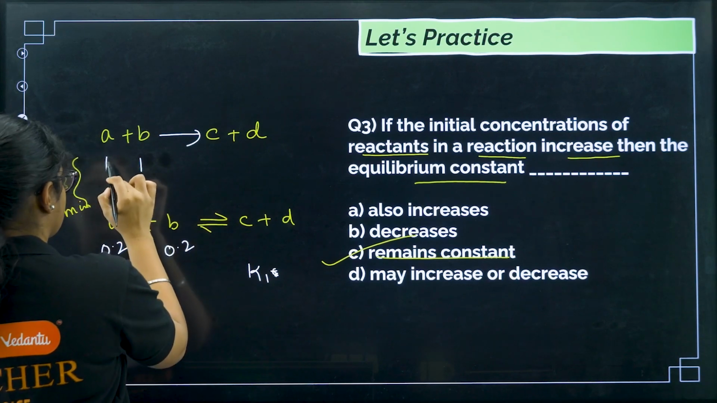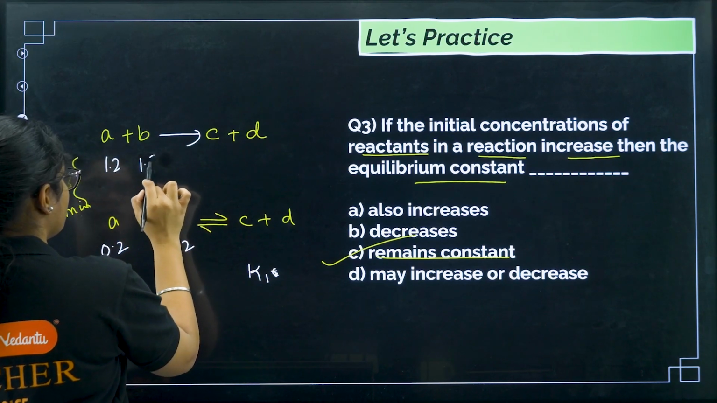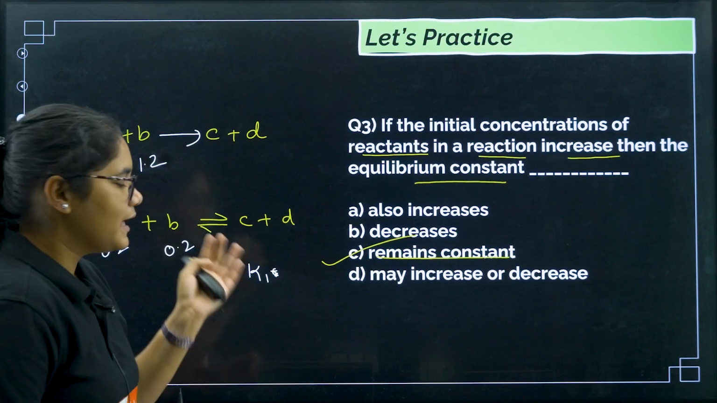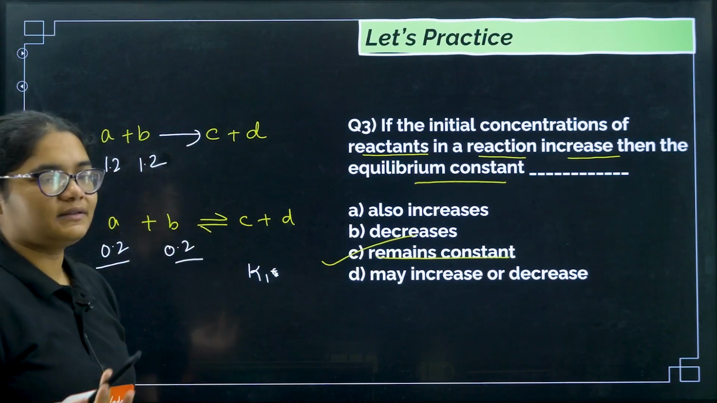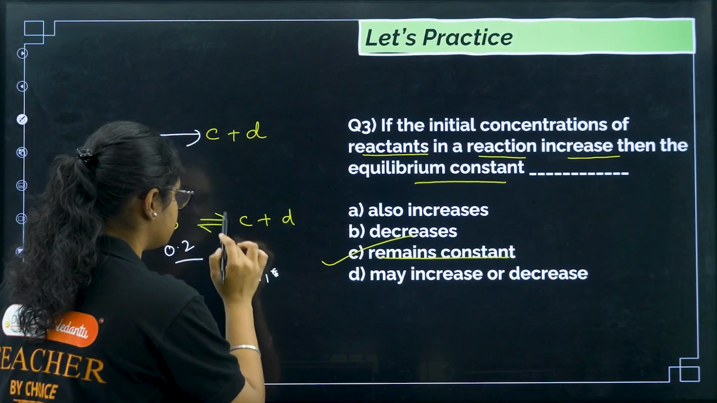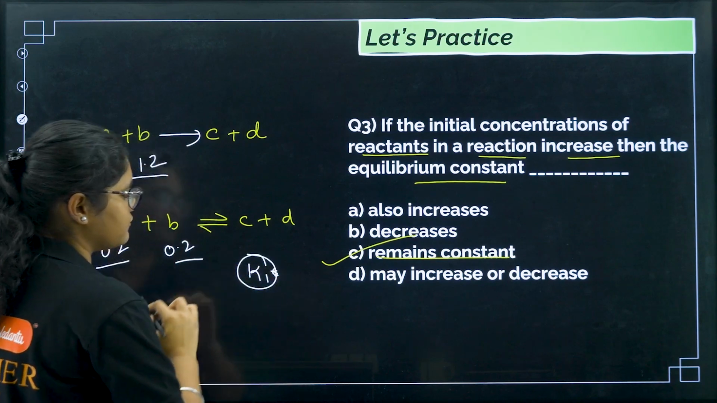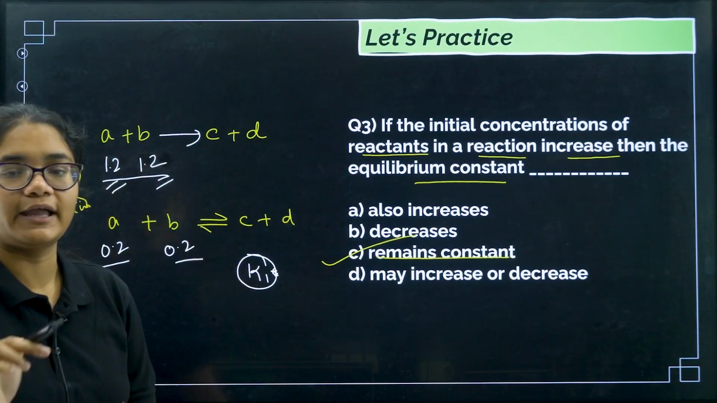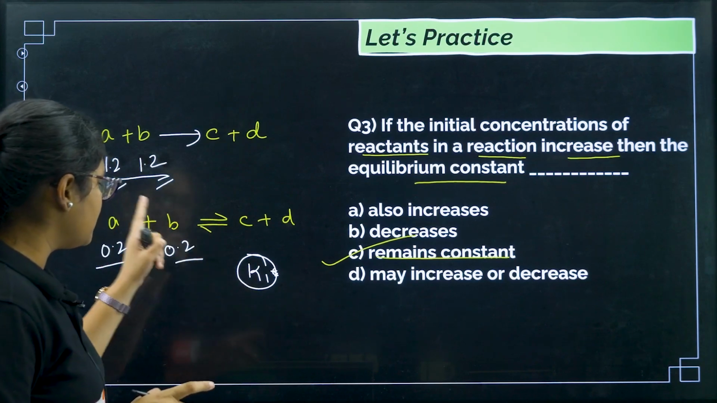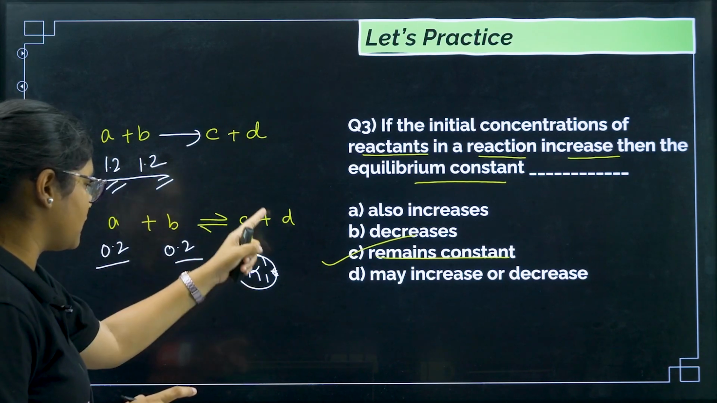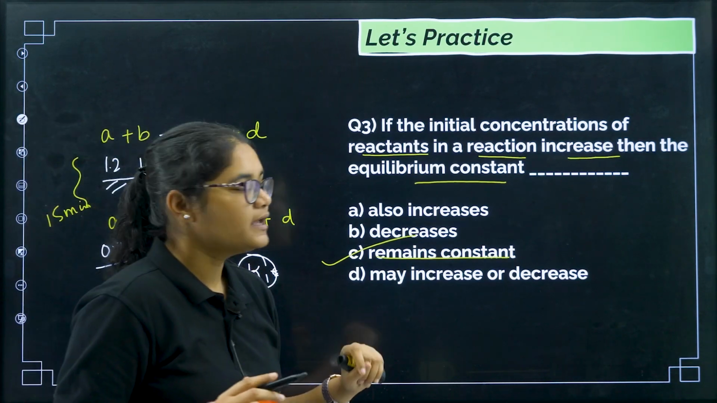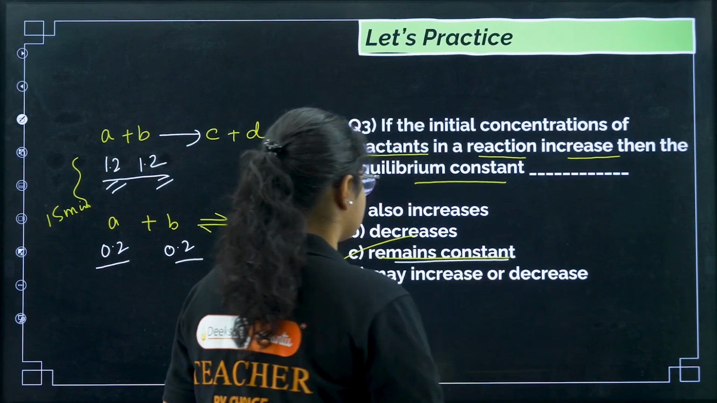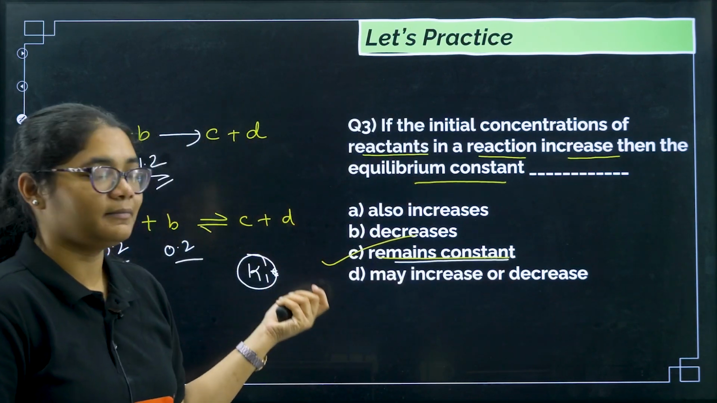Now I did the same reaction, but I started with 1.2 mole of A and 1.2 mole of B. At equilibrium again it is 0.2 and 0.2. So for this reaction also the equilibrium constant will be K1. It is not dependent on the initial concentration of A and B; it depends on the concentrations at equilibrium. So the equilibrium constant remains constant.